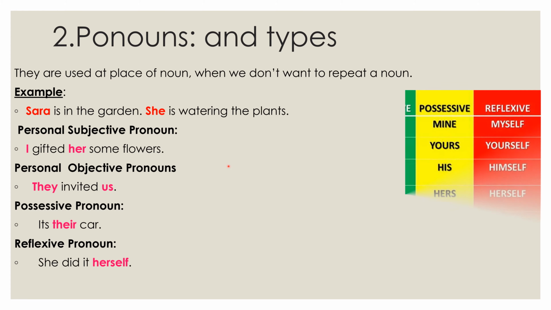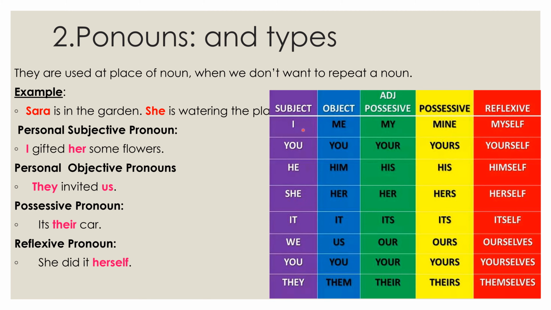So let's talk about the types of pronouns. The pronouns given in this column always come at the beginning of the sentence, so they are called subjective pronouns. On the other hand, all these pronouns come in the place of an object, so they are called objective pronouns. And these 2 columns in green and yellow show the ownership, so they are called possessive pronouns. On the other hand, this last column talks about the pronouns which are actually referring back to the subject.